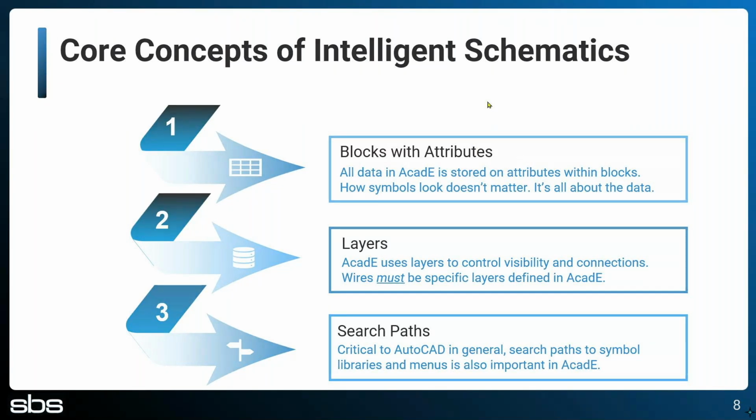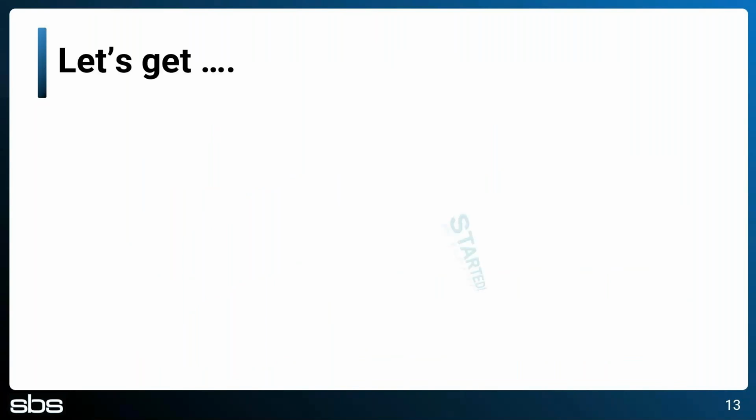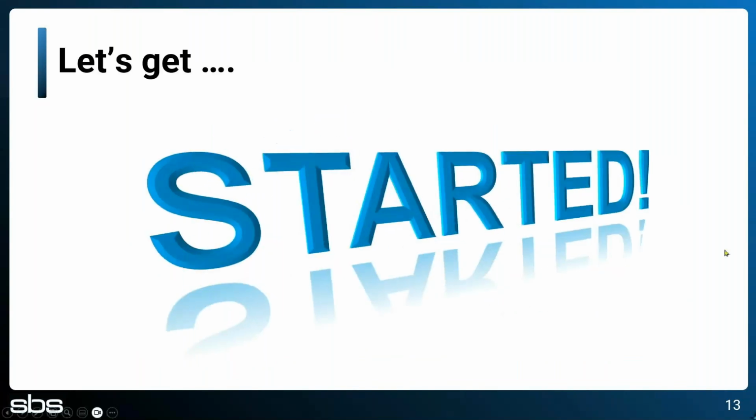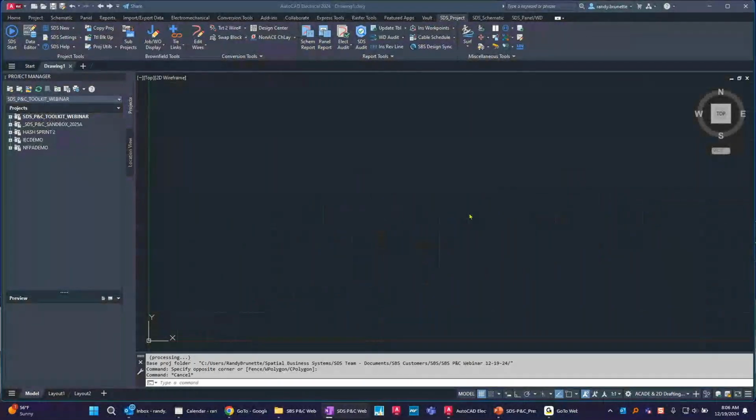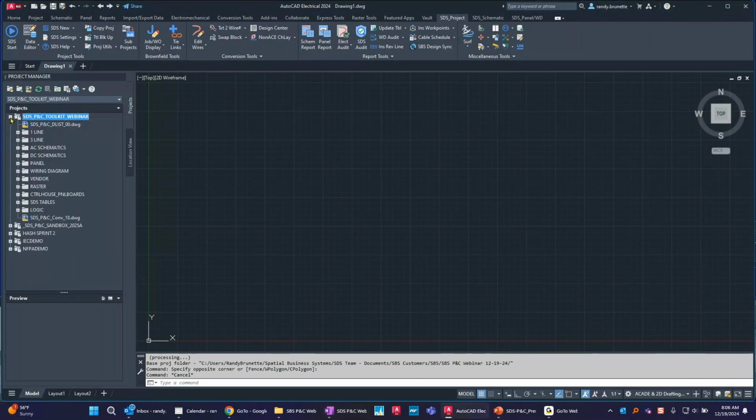So that was my very brief overview of the software itself. And now I'm just going to get started and jump right into the presentation. You'll notice that we have three extra tools across the top: SDS Projects, Schematic, and Panel. We do have some tools built in from AutoCAD as well into our toolbars, just because they are core functionality.